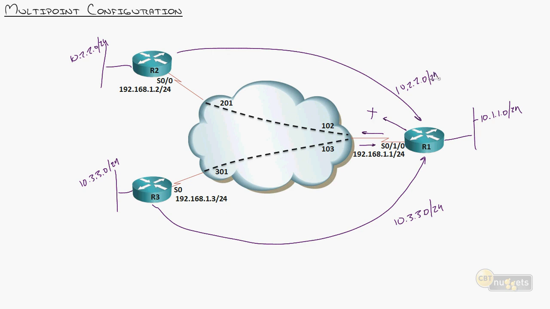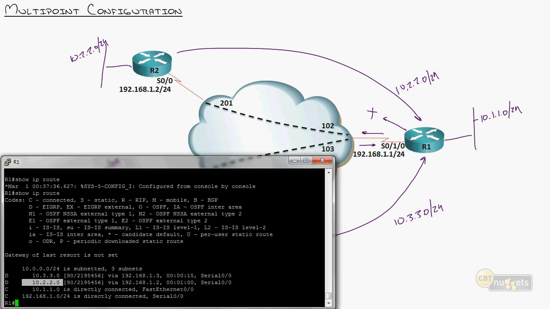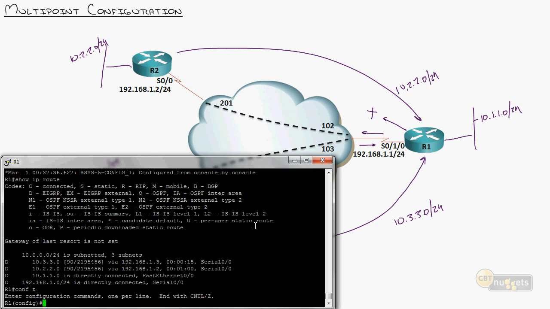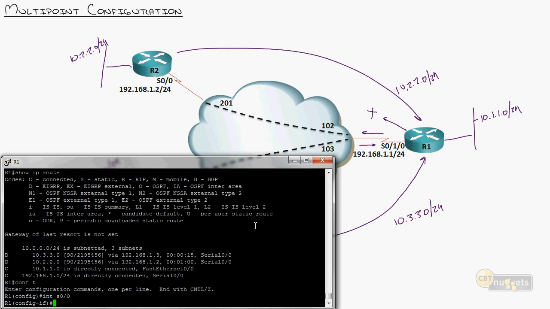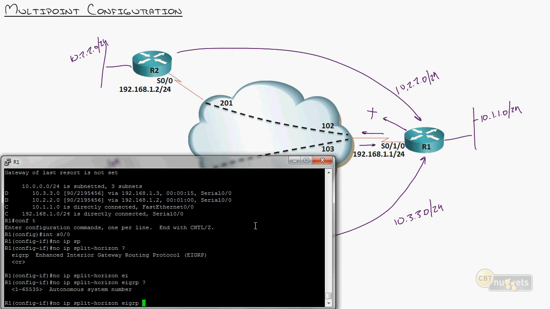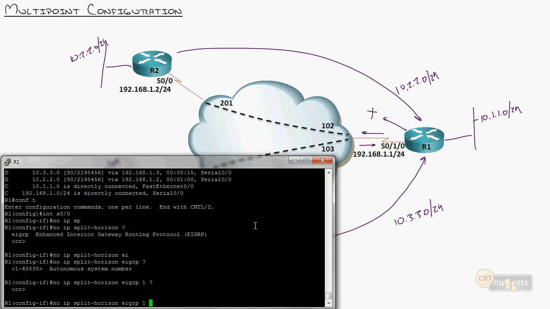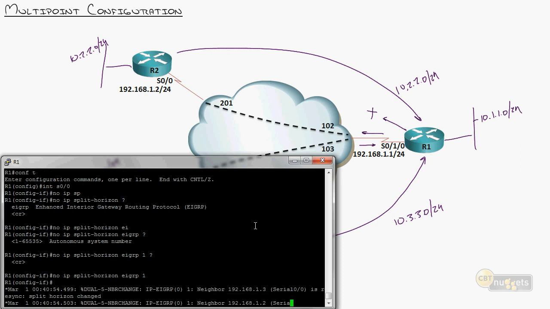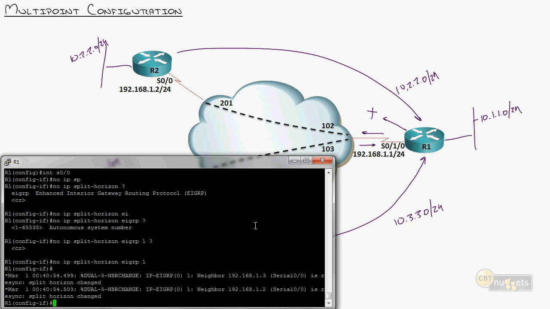So in the multipoint world, this is where I throw my hands in the air and go, well, so be it. The only real strategy that we have is to go in and disable split horizon. The way we do that is go under 0/0 and do no ip split-horizon eigrp 1. Enter. So we literally kick one of those legs of our stool out, and you can see that it's saying, okay, I'm going to resynchronize my neighbors because my split horizon configuration has changed.